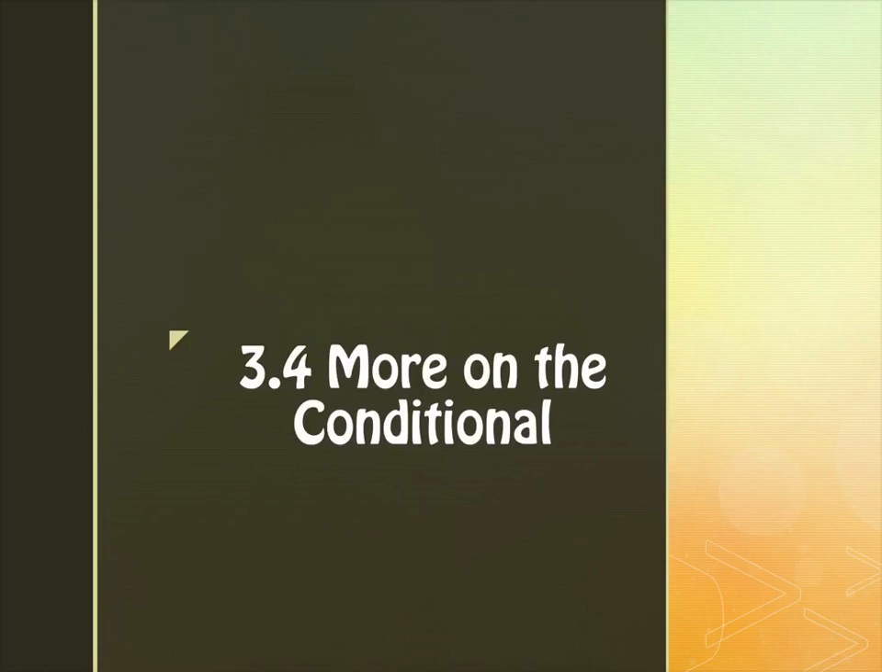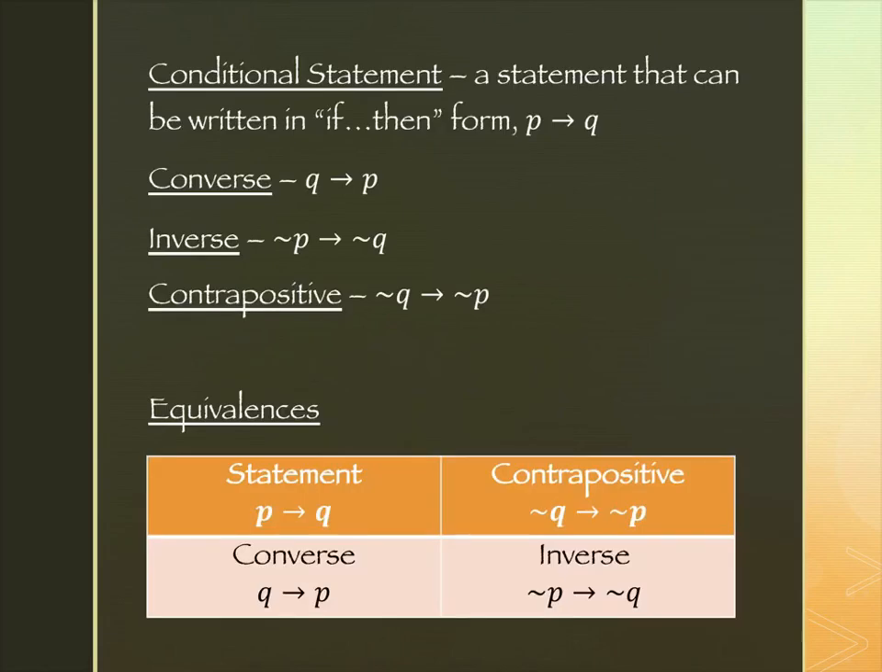this today. So to start with, our conditional statement, which we've seen before, is any statement written in if-then form, and we do the symbols as P implies Q with an arrow. Now there are three other implication statements that can be created from that, and they all have different names. One is the converse, one is the inverse, and one is the contrapositive. And if you look at all three of them, they're switching something in every case.